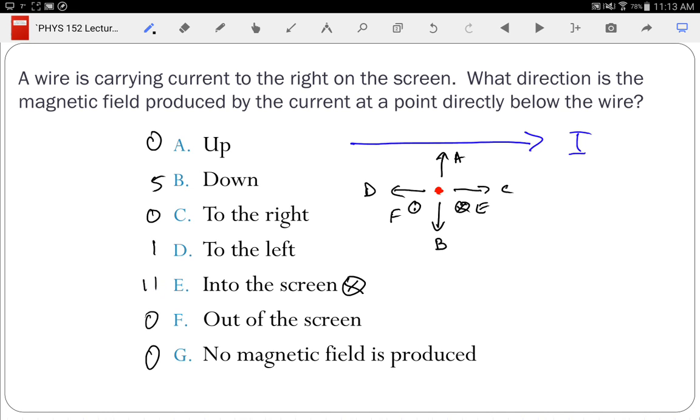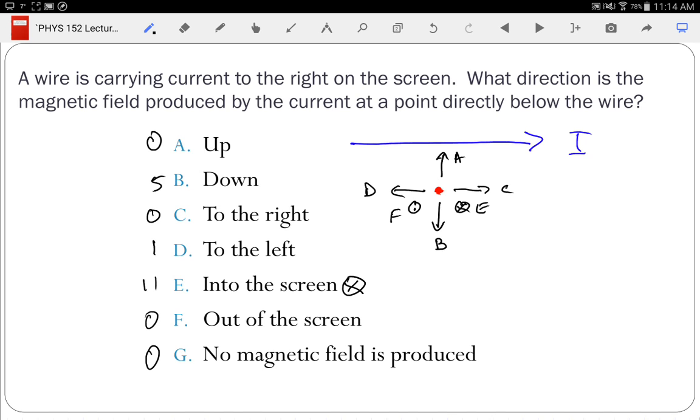All right, so we had 5 people said answer B for down. 1 person said answer D for to the left. 11 people said into the screen. Now let's look at these to try to evaluate how people got the answers. We'll start with the answer that had the fewest. To the left. How do you suppose the person got that? I'm obviously not asking the person who said to the left how you got it.